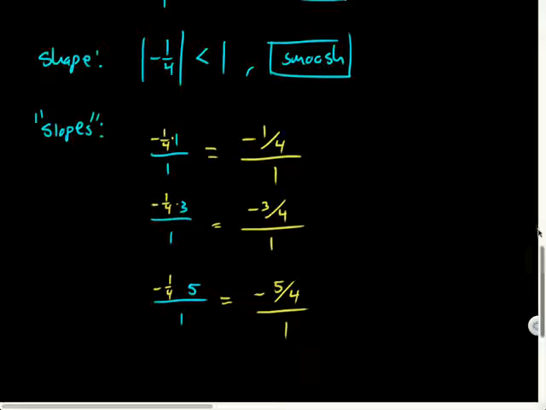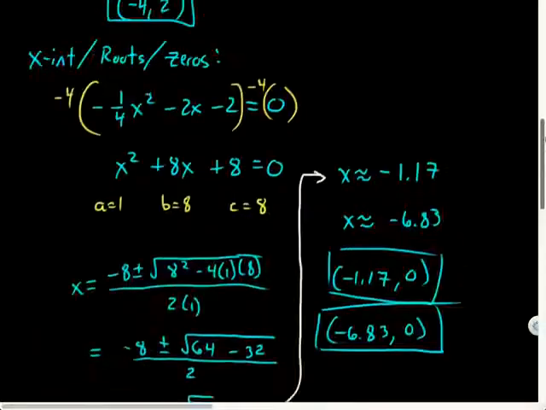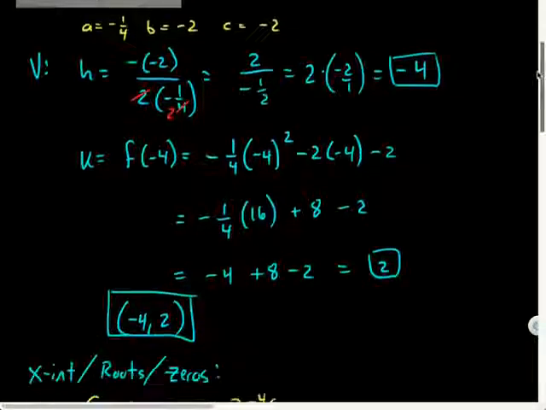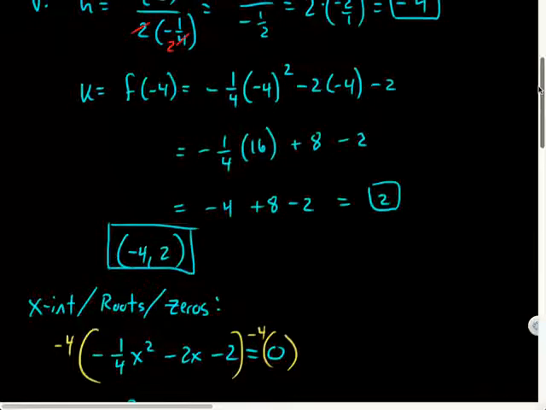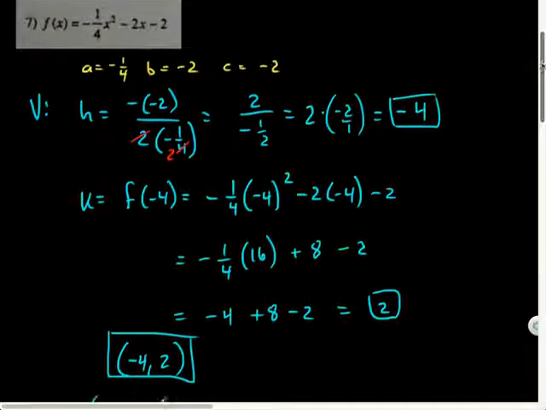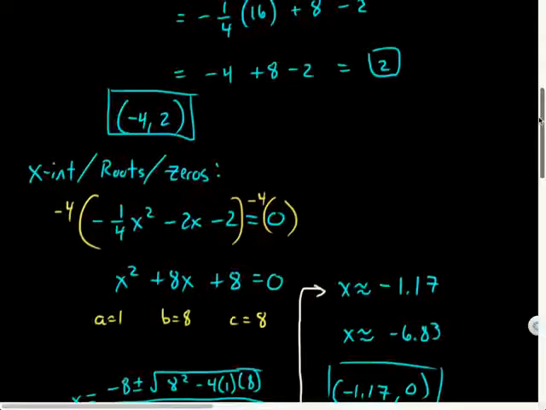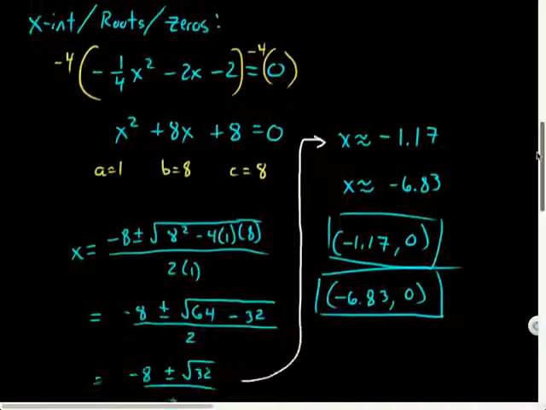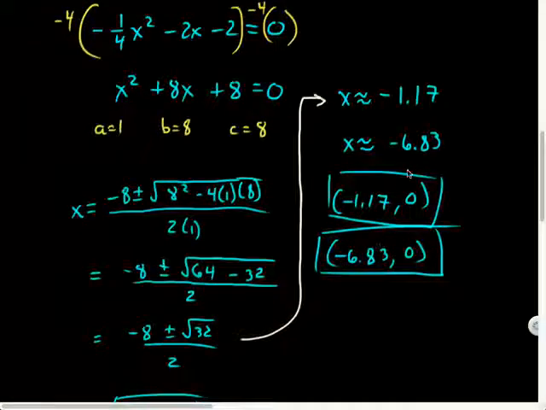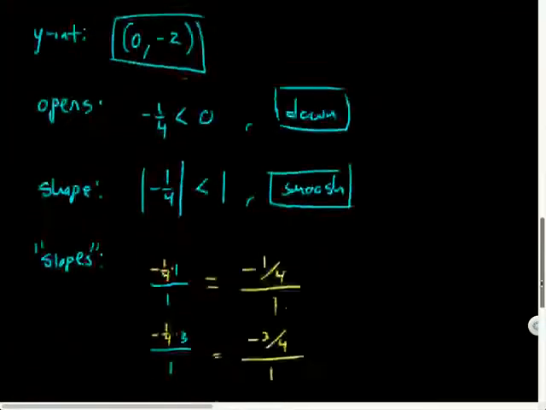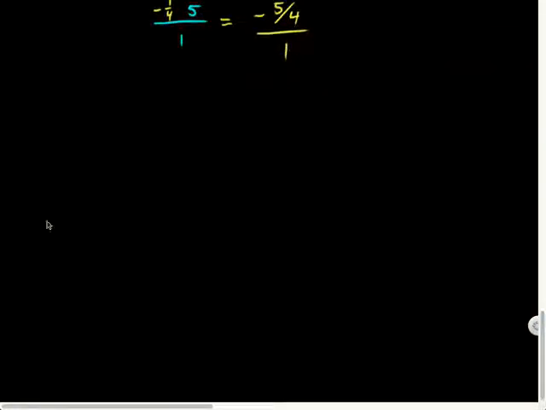So let's visualize what's going on. Let's see. I've got a vertex. I'll come back to that in a moment. Negative 4, 2. It opens down. So negative 4, 2. X-intercepts, I have to go at least as far over as negative 6. The y-intercept is negative 2. Okay, so let's see if I can figure out a decent spot. So negative 4. And I've got to go all the way out to negative 6.